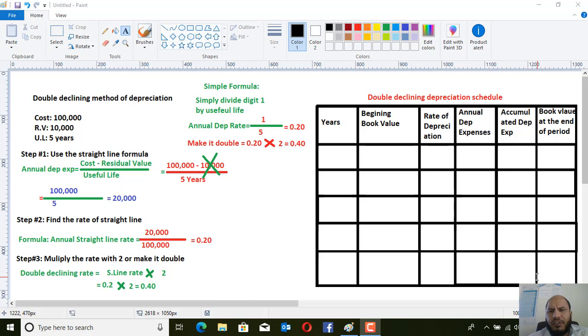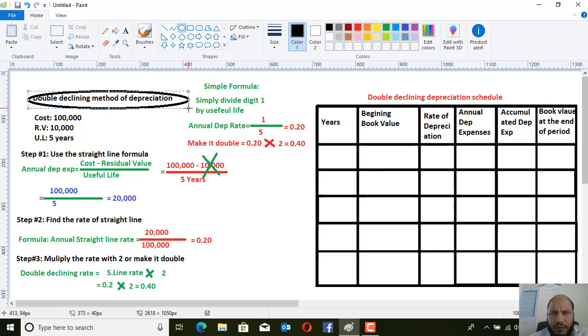Our discussion was about the double declining method of depreciation. Remember that we have used two types of formulas for calculating depreciation. Once again, I want to revise that for you students. Here we already have important data: cost is known, residual value is known, and useful life is known. In our earlier discussion, we have three steps to calculate the depreciation expenses.